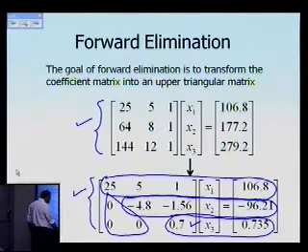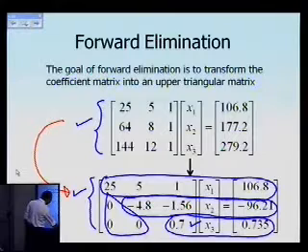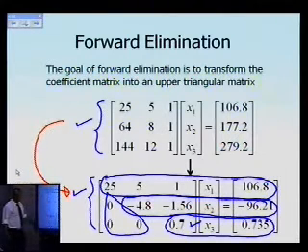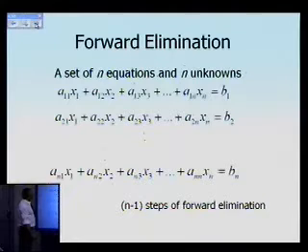So the reason why you are going from here to here, going from the coefficient matrix which is given to you to a coefficient matrix which is upper triangular is mainly to be able to solve one equation, one unknown at a time by using the steps of back substitution. So now let's go and look at the algorithm for forward elimination.